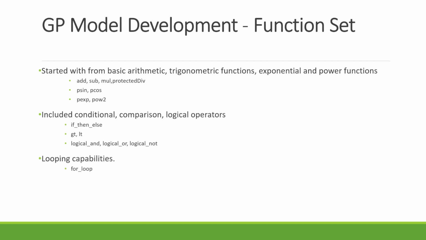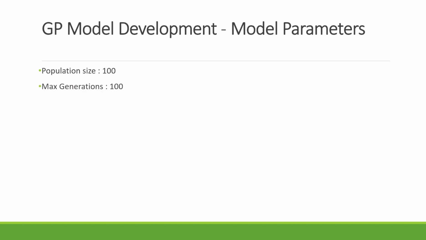Finally, I wanted to see how the model would perform if I gave it looping capabilities. To achieve this, I added a for loop function. Now let's take a look at the model's parameters.